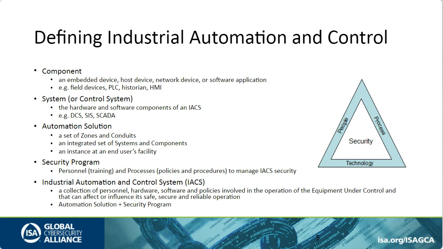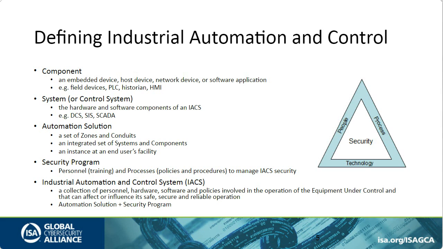The automation solution is an installation at a particular asset owner's facility. It can also be considered to be a set of zones and conduits, and it can also be thought of as an integrated set of system and component products. The security program is the people and process parts of the security triad. Examples are the awareness and training programs, policies, and procedures needed to manage IACS security.